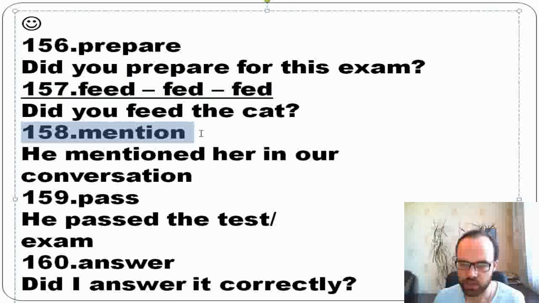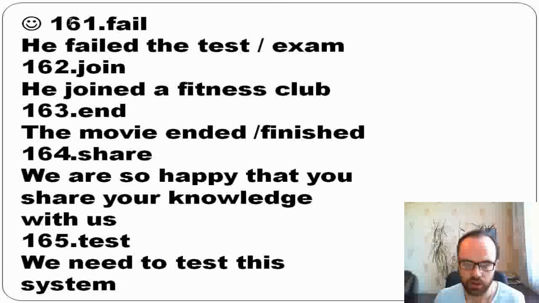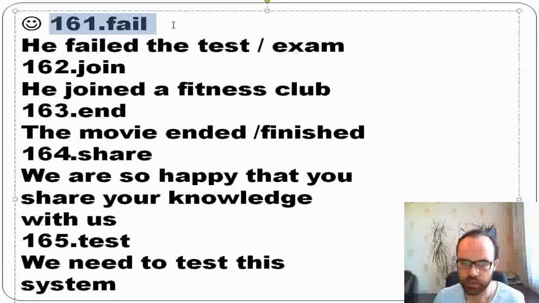Mention. He mentioned her in our conversation. Pass. He passed the test. He passed the exam. Answer. Did I answer it correctly? Fail. He failed the test. He failed the exam. Join. He joined a fitness club. End. The movie ended. The movie finished.